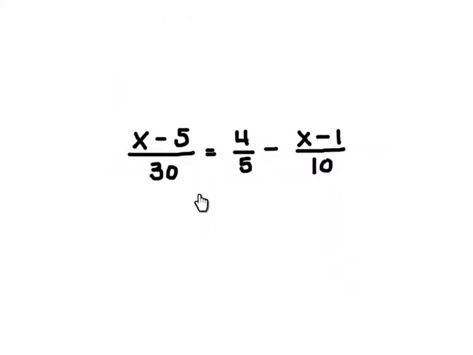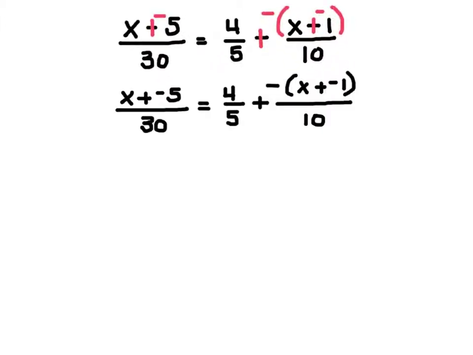Here we have another example of an equation with rational expressions. The first thing we want to do is change the subtraction to add the opposite. Careful here. This is a negative 1, and when we change this to add the opposite, we are actually making this entire binomial negative. Let's move this up and take a look at this.